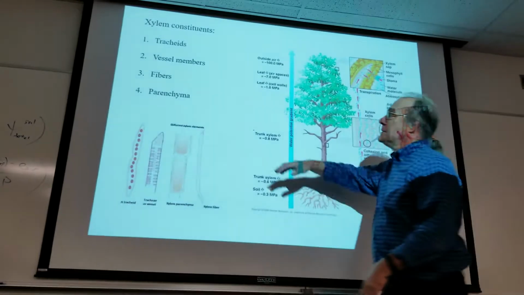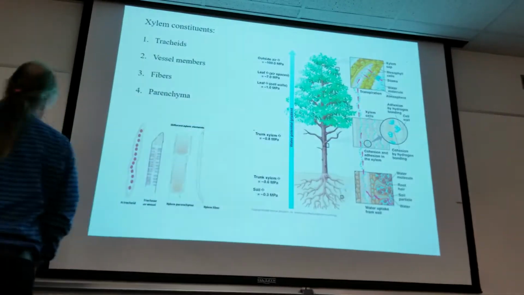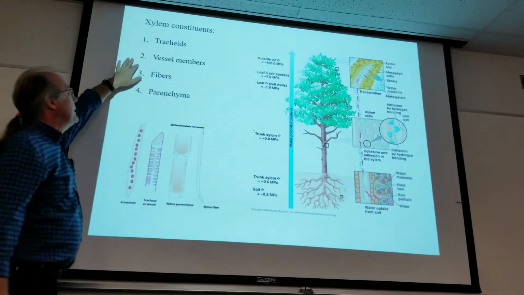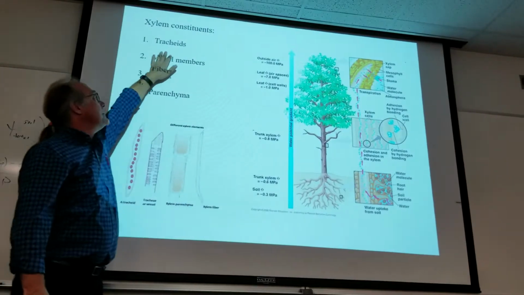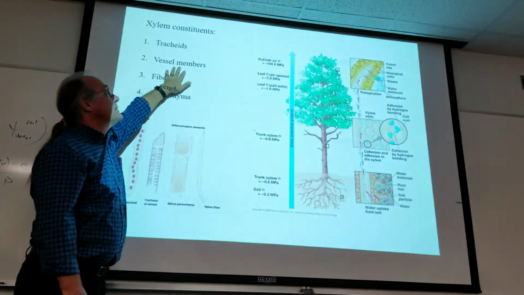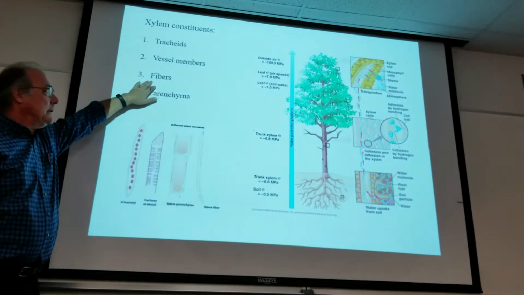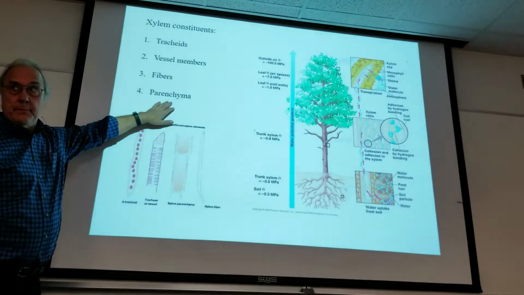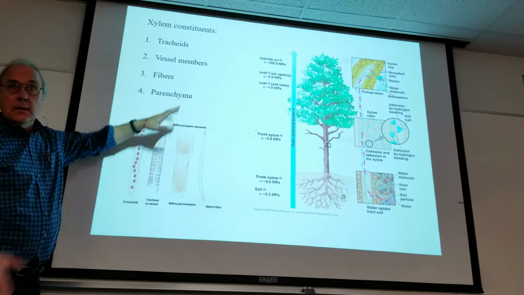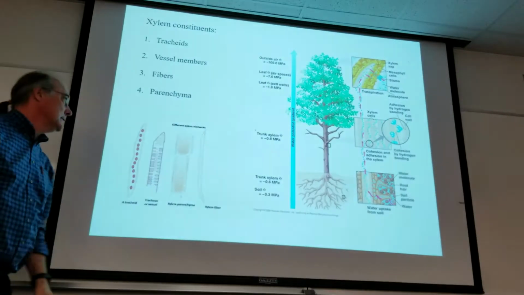vasculature. There are other cells in the xylem besides the conducting cells. So let me talk about 4 different kinds. The conducting cells are either tracheids or vessel members. And in addition to that, there are some cells that are fibers, and there are parenchymal cells, all affiliated with the xylem tissue.